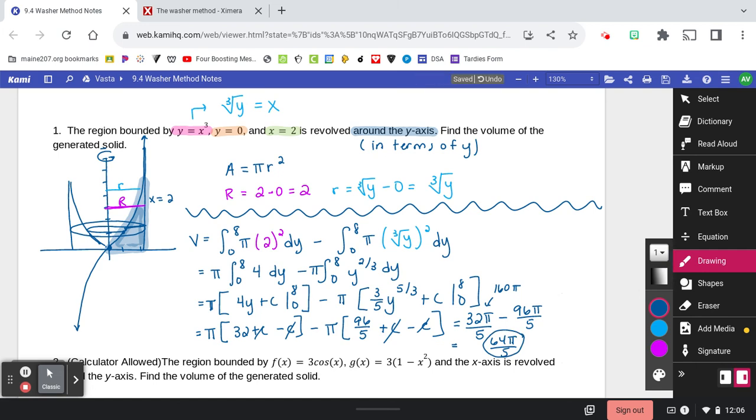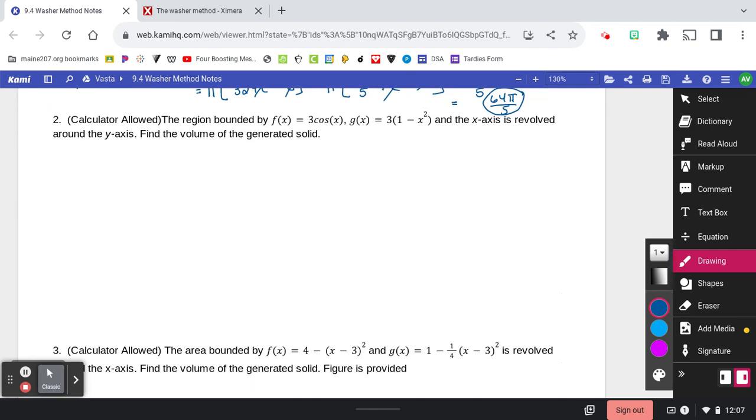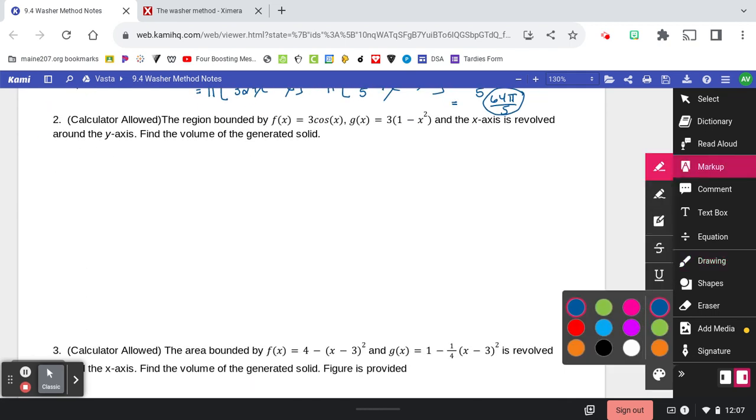All right, now that we've done two problems with no calculator where we actually had to work out the antiderivative and sub in our numbers, we can go ahead and try a couple problems with a calculator. Now, this one is a calculator allowed question. So the first thing I'm going to do is graph these two equations. f of x equals 3 cosine x and g of x is equal to 3 times 1 minus x squared.